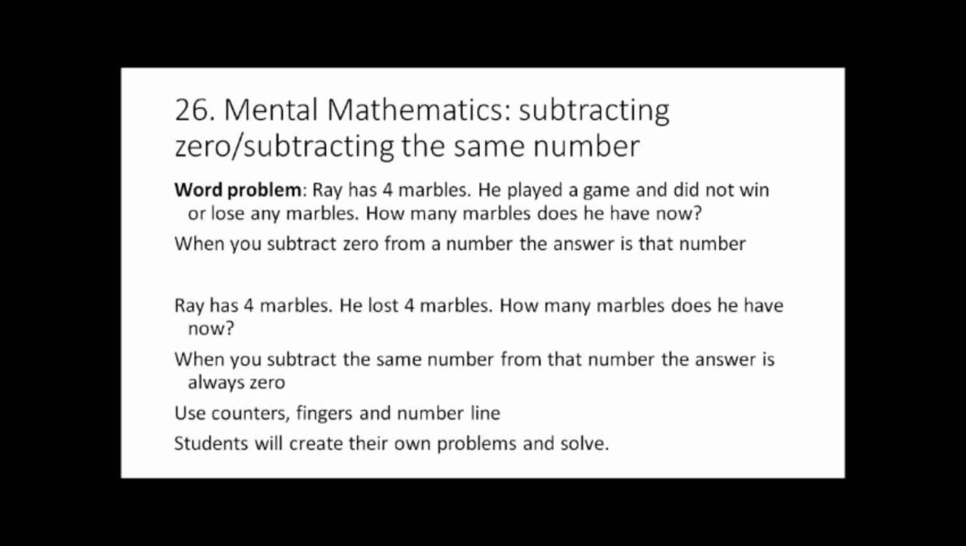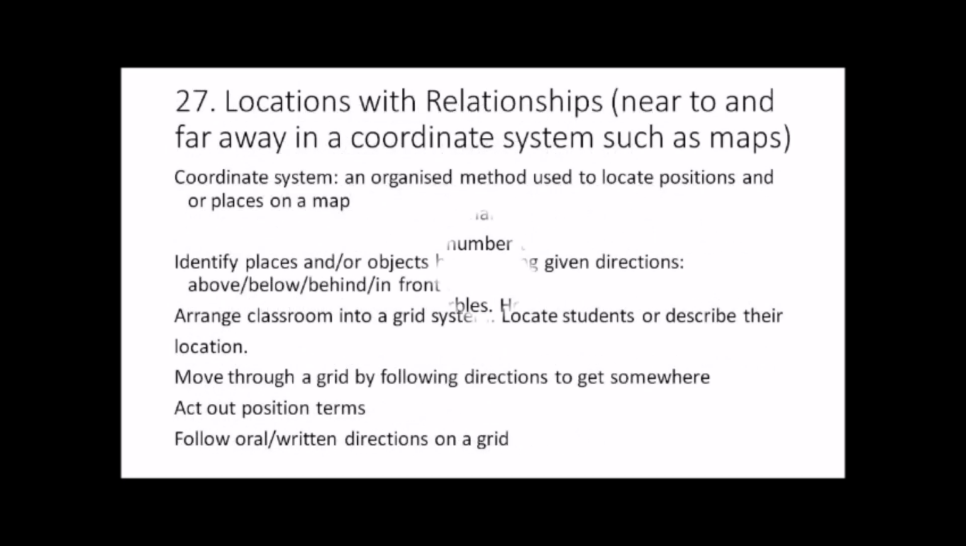Lesson 26, mental mathematics again, subtracting 0, subtracting the same number. When you subtract the same number from that number, the answer is always 0. So give them some practice on that. 4 take away 4 has to be 0. Use counters, fingers, and number lines. They should create their own word problems and solve as best as they can on their own after they have had practice with you demonstrating the strategy here. Ensure they can come up with their own problems as well.